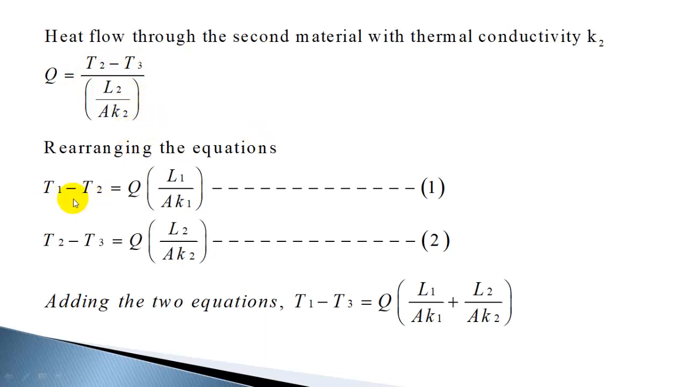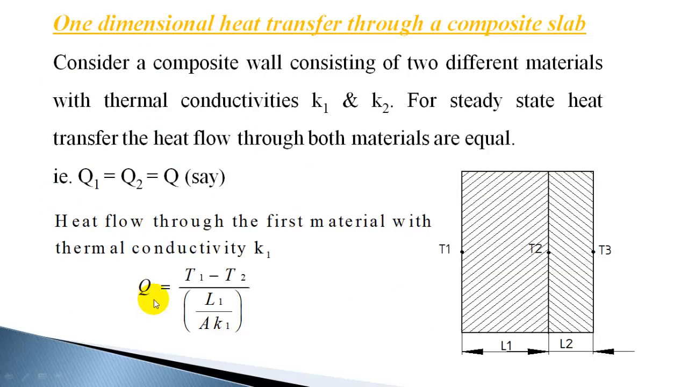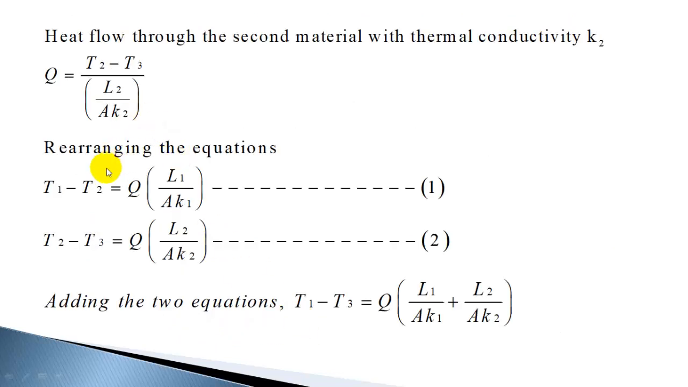So now temperature difference you can get. We have obtained Q is equal to T1 minus T2 divided by L1 by AK1. You can find out T1 minus T2. T1 minus T2 is Q into L1 by AK1. So I have written here, T1 minus T2 is Q into L1 by AK1, and from this equation T2 minus T3 is Q into L2 by AK2. So I am getting the temperature difference in the first slab and temperature difference in the second slab.